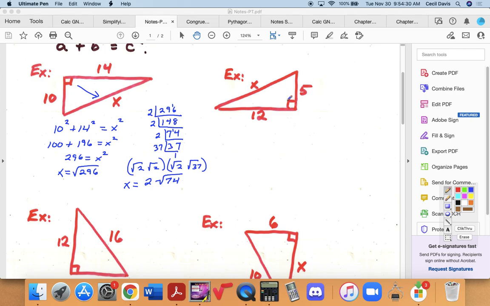All right, let's try this one again. Always start by figuring out which side is the hypotenuse. In this case, again, it's x. So I'm going to have 5 squared plus 12 squared is equal to x squared. So it's 25 plus 144 is x squared. Add those two together, that's 169 is x squared.